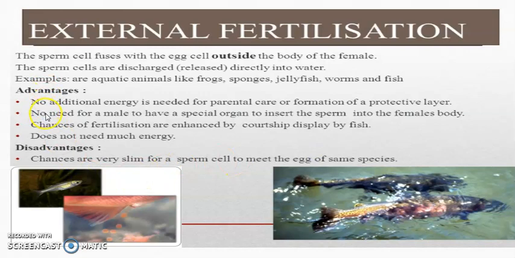There are advantages of external fertilization. There is no need of parental care, and no need of protective layers around the egg. The whole development takes place within the water, so there is no need of the extra-embryonic layers which are needed in reptiles, birds, and mammals. And the male does not need any organ for the insertion of gametes into the female body, except in the case of sharks. They have a modified fin for the transfer of gametes to the female body.